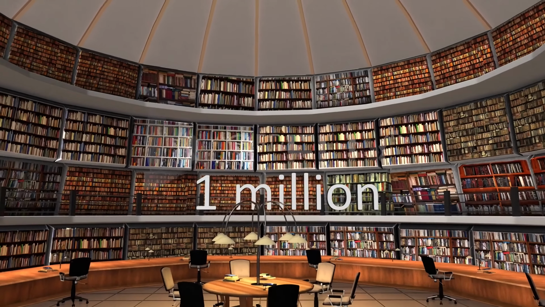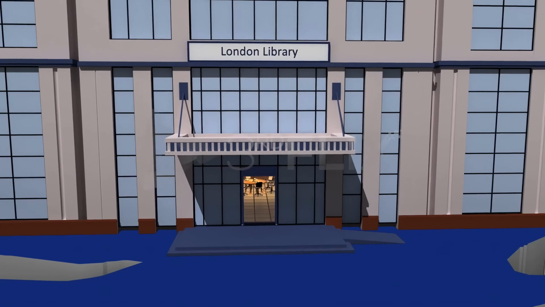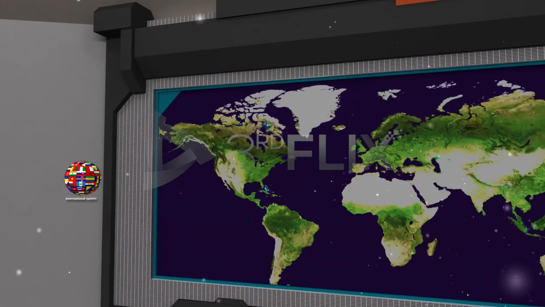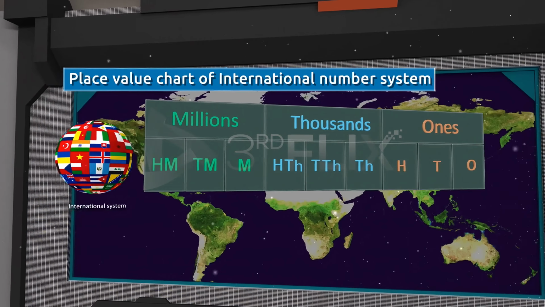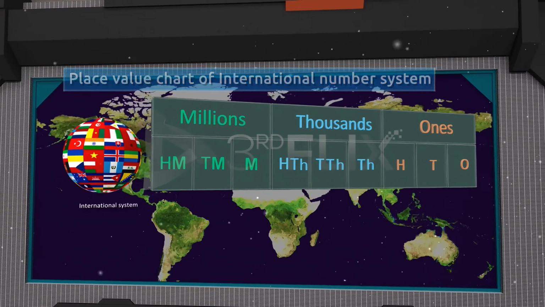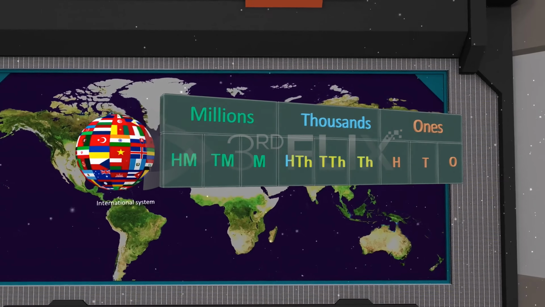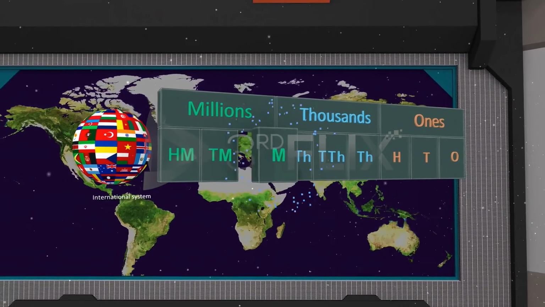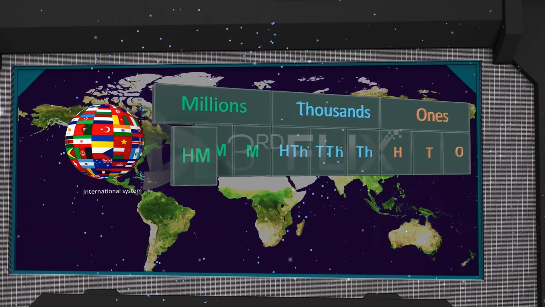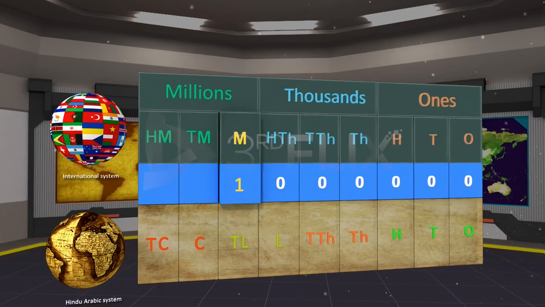In the London Library, the number of books is more than 1 million. So when we are talking about millions, we are using the international number system. Let us see the place value chart according to the international number system. What are the places starting from the right side? Ones, tens, hundreds, followed by thousands, 10,000s, 100,000 followed by millions, 10 millions and 100 millions. Place the number. It is 1 million.